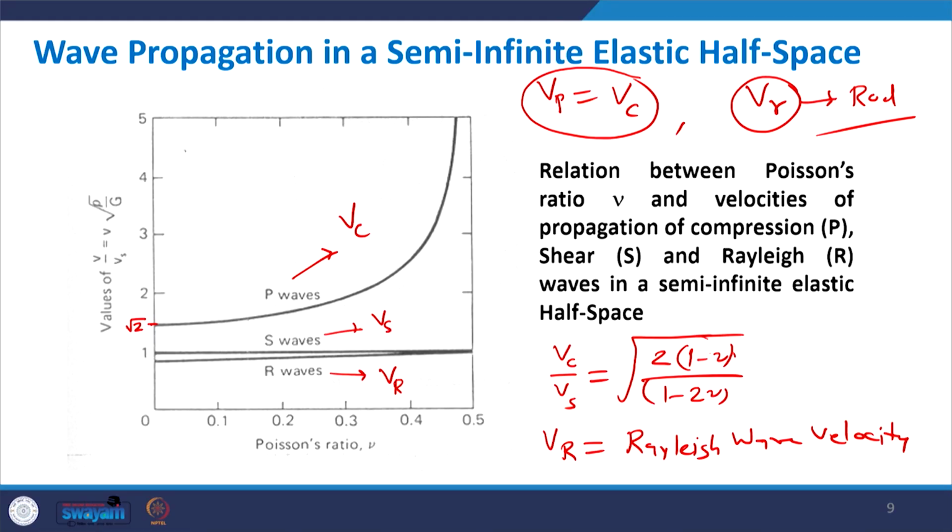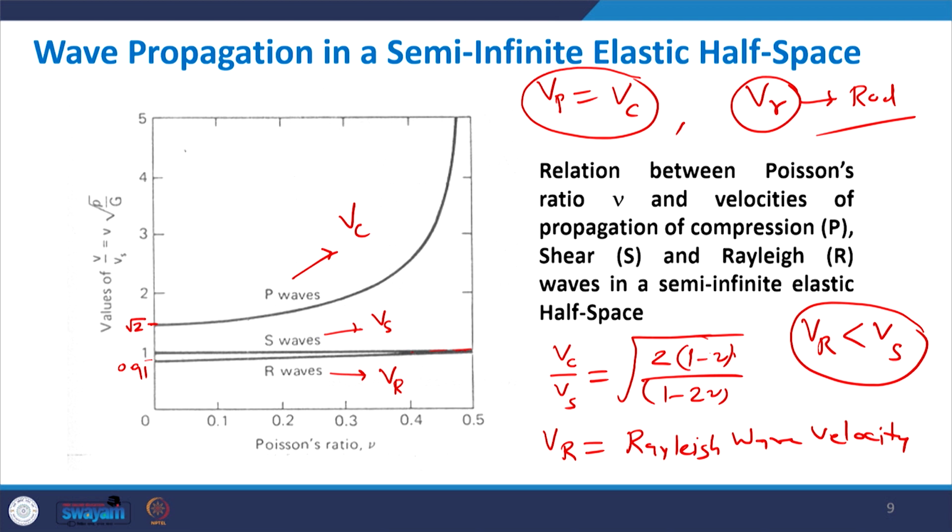So relative velocity, and we already discussed that your Vr will always be less than Vs. As Poisson's ratio increases, when Poisson's ratio is around 0.5, you get almost the same. So both almost merge. But if it is 0, then you have a little difference, around 0.91 or so. So this is the relation between Vc and Vs. As a result, Vc is the highest value, Vs is less than Vc, and Vr is the least one. So relative velocity is the smallest.